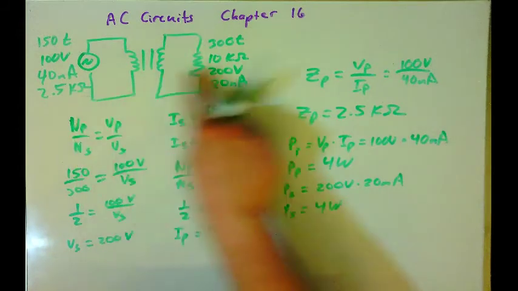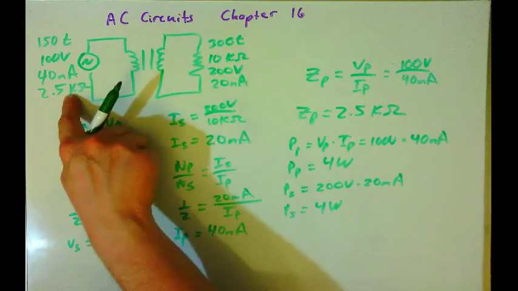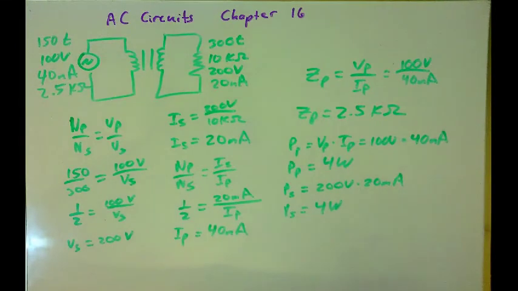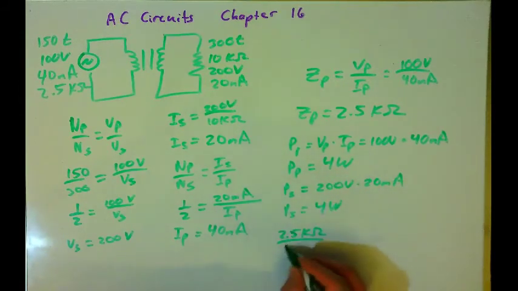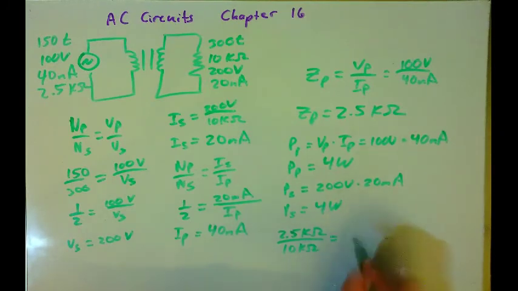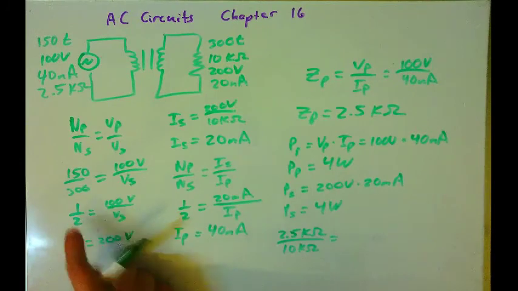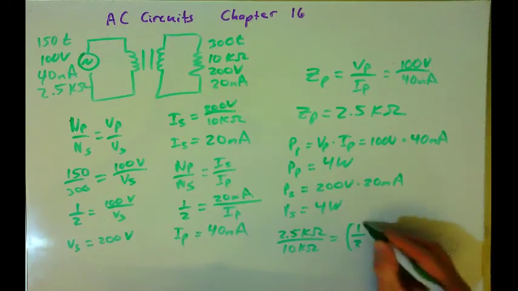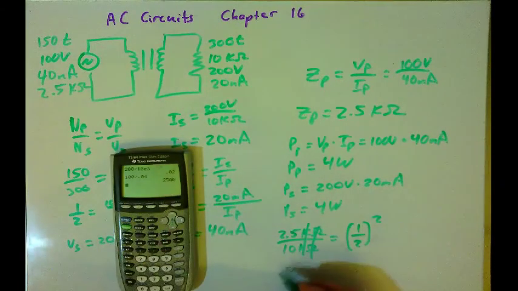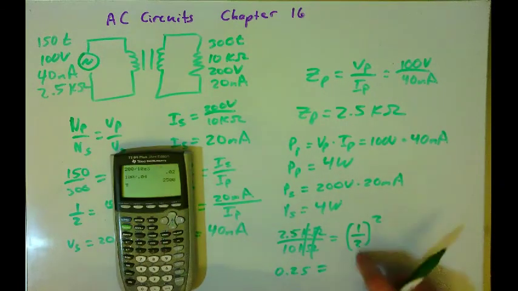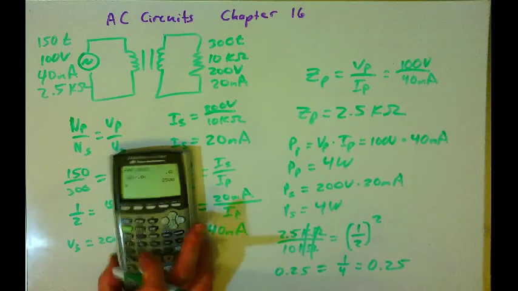I could also check my impedance ratio, make sure that my impedance ratio is equal to the turns ratio squared. We could certainly do that to check our answers. So let's say the impedance ratio is 2.5 kilo ohms to 10 kilo ohms. And this should be equal to the turns ratio squared. So the turns ratio is 1/2, that's squared. And so 2.5 kilo ohms divided by 10, the kilo ohms cancel. And so 2.5 divided by 10 is 0.25. And 1/2 squared is 1/4, which is also 0.25. So I'm just checking the answers here.